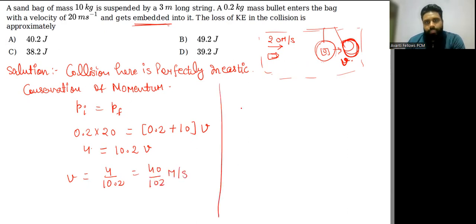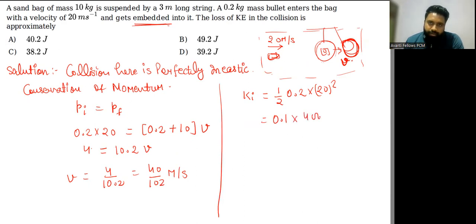Now, initially the kinetic energy, if you calculate, only the bullet is moving. So kinetic energy is 1 by 2 times the mass of the bullet into the velocity of the bullet squared, 1 by 2 mv square. So it will be 0.1 into 400, which is 40. Sorry, not Newton, it is in Joule. The unit of energy is Joule. Got it?